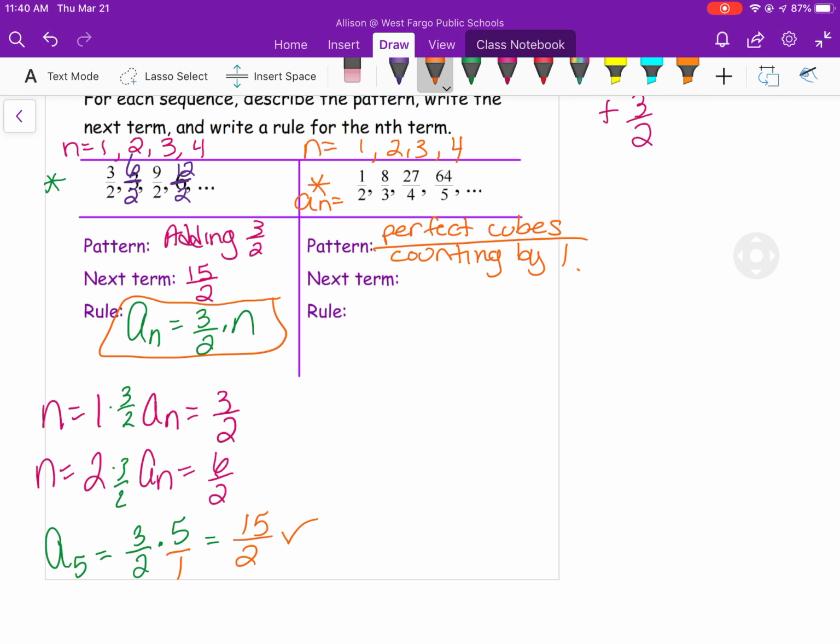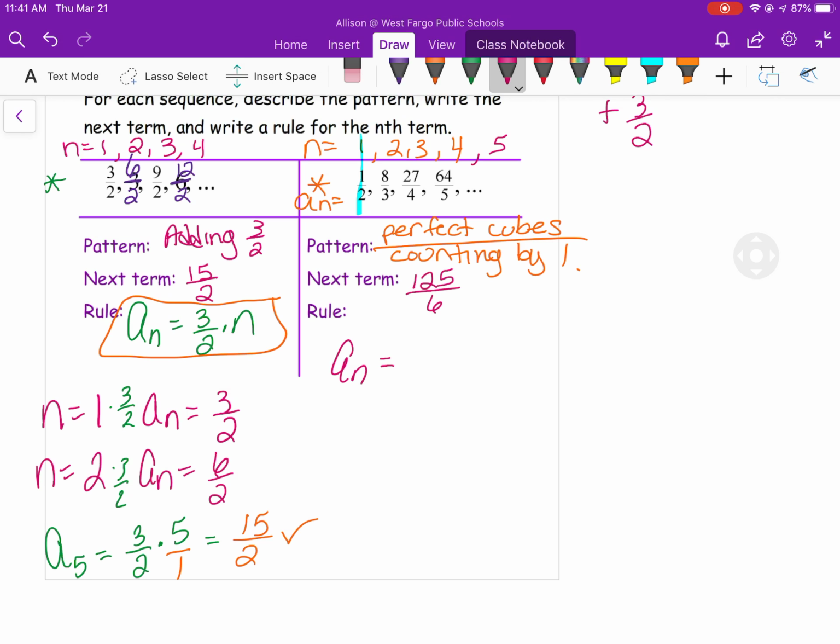So I like to look at the first one here. When n equals 1, I get 1 half. And I knew that they were perfect cubes. So my next perfect cube is going to be 125, and 5 plus 1 is going to be 6.